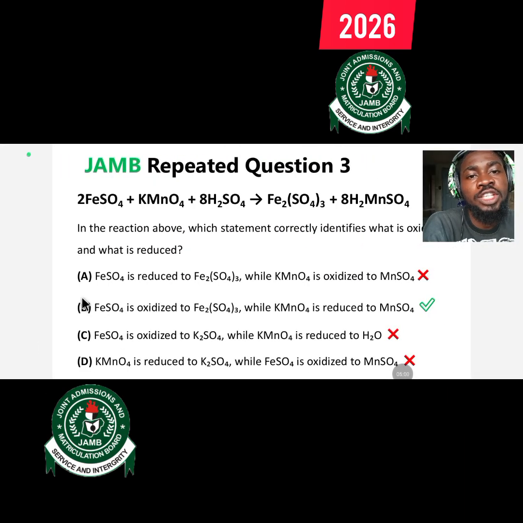All for your correct option. Option B, which is iron 2 tetraoxosulfate 6 is oxidized to iron 3 tetraoxosulfate 6, while potassium tetraoxomanganate 7 is reduced to manganese tetraoxosulfate 6. 3 marks gotten.